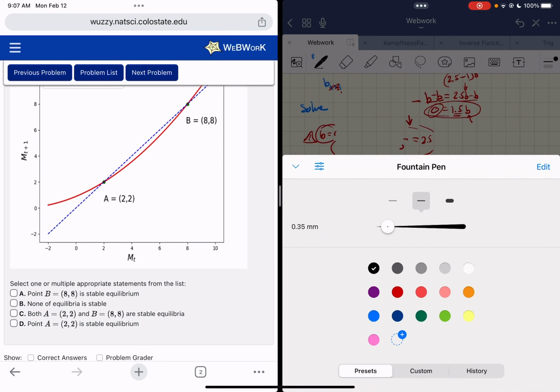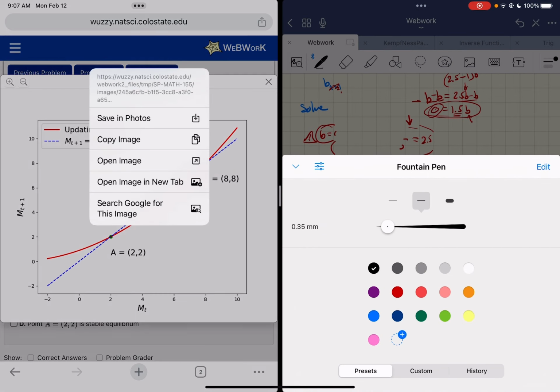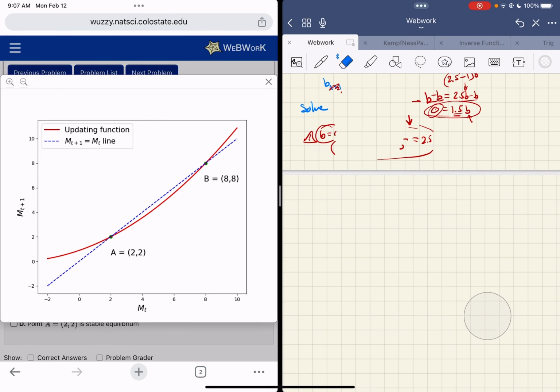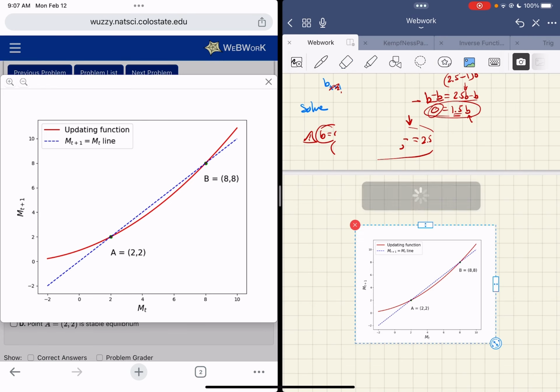Wait, this is silly. Did I not learn my lesson the first time? No, the answer is no, I didn't. Go away, let's get rid of this, and paste. Great.